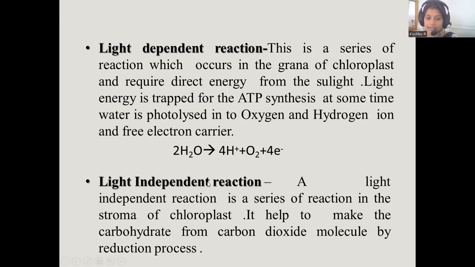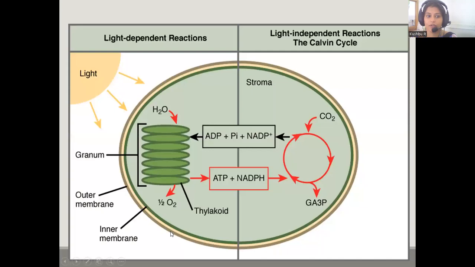In the light independent reaction, there is a series of reactions happening in the stroma of the chloroplast. Here it is in the grana, and the light dependent reaction happens in the stroma of the chloroplast. This helps to make carbohydrates from the carbon dioxide molecule by the process of reduction. Here it is under the influence of light. Here it is not under the influence of light.